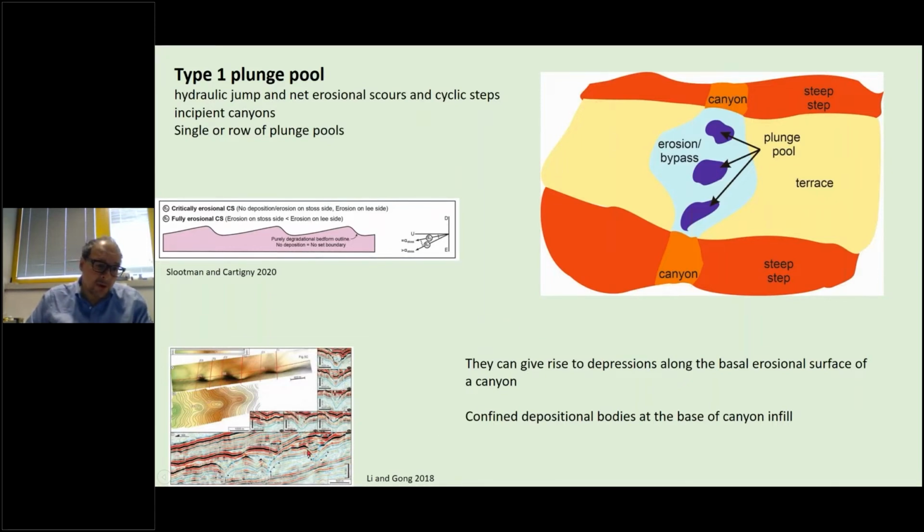This is an example of this undulating erosional surface with a fill that therefore can give rise to separated depositional bodies in the lower part of the canyon infill. So these suggest to us that maybe a mechanism similar to what has been envisaged by Daniel for nick points can be played by plunge pools at the beginning of canyon or channel inception.